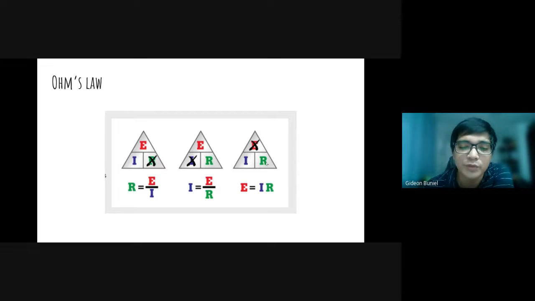But if you want to get the current, which is the I, it becomes E over R, as you can see. So current is equal to voltage over resistance. So we have now a division of values. On the other side, if you want to find the resistance, or the R, it should be voltage over current. So just as easy as that to remember Ohm's law.